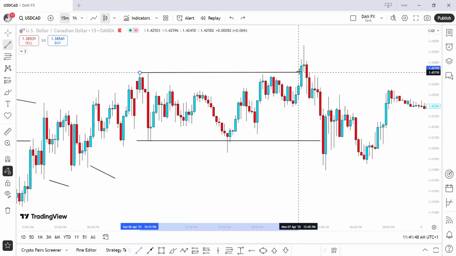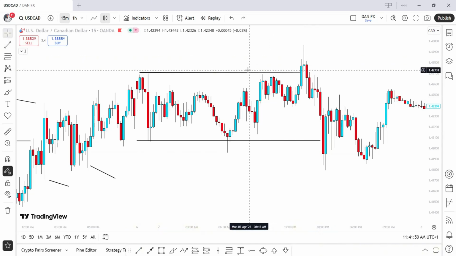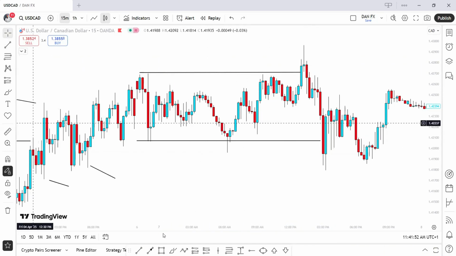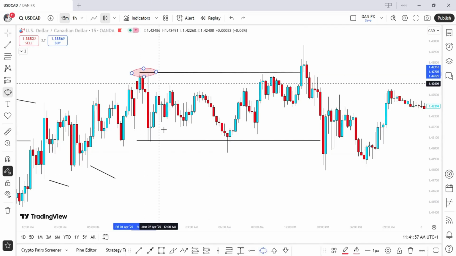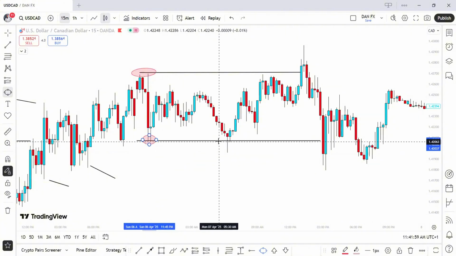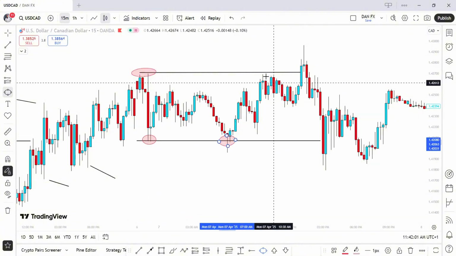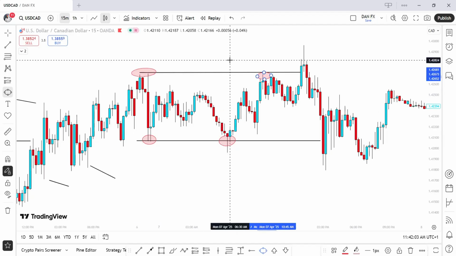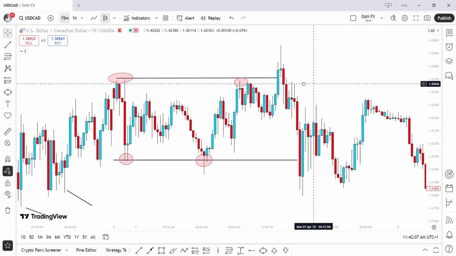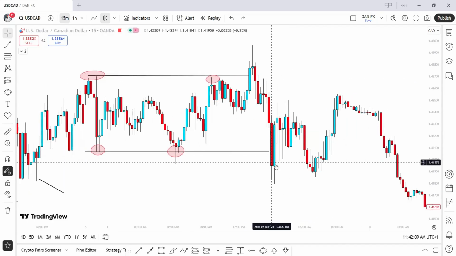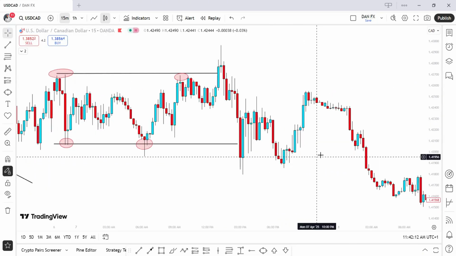So we can see price initially was in a sideways consolidation because we have equal highs and equal lows. We have this high here, we have this low here. This low is also equal to this low. This high is also equal to this high. So we have equal highs and equal lows. So price broke above, entered back in, and then broke below this area. So that tells us that price has changed to a downtrend.